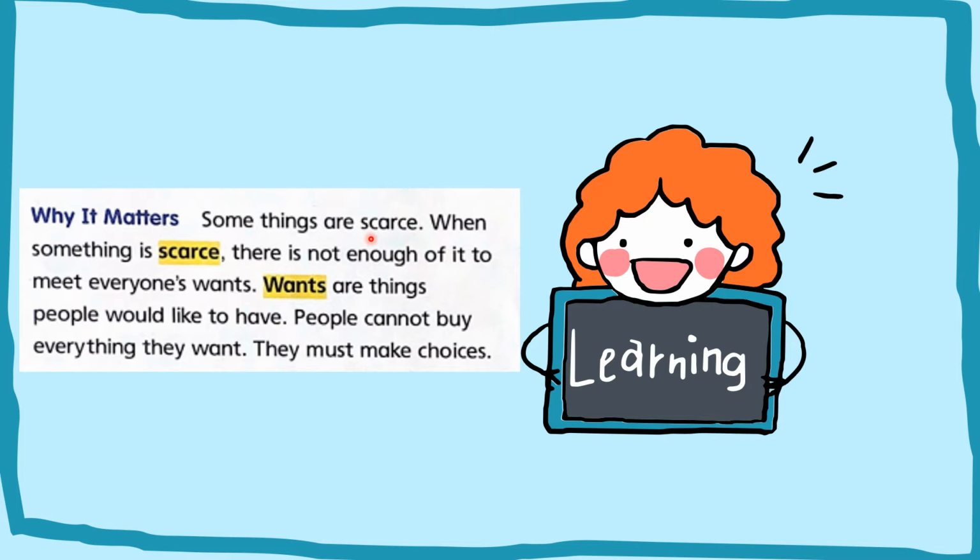Some things are scarce. When something is scarce, there is not enough of it to meet everyone's wants. What are wants? Wants are things people would like to have. People cannot buy everything they want. They must make choices. Now, when we call something scarce, we mean that there is not enough of it to meet everyone's wants, or not enough of it for everyone to have as much as they want.